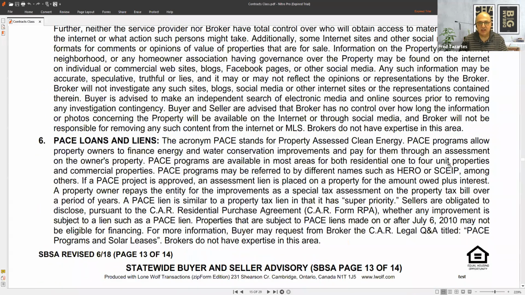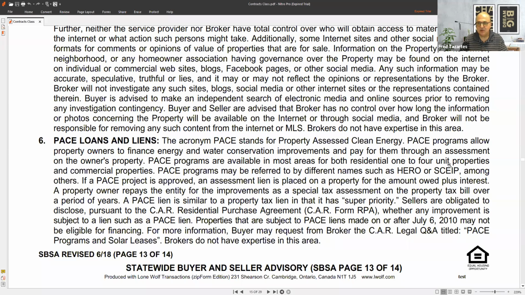PACE loans and liens. This was a great program a while ago. It's been abused a lot. Basically what it was a way for you to do energy improvements on your home. Solar panels, windows, new air conditioning. I've even seen it used for artificial grass. Anything that's going to conserve energy.